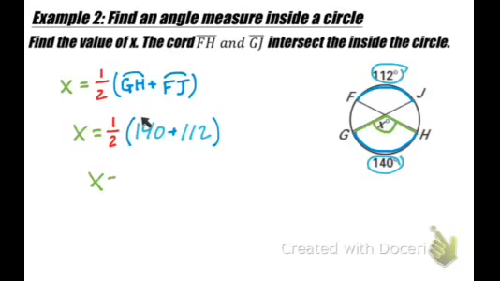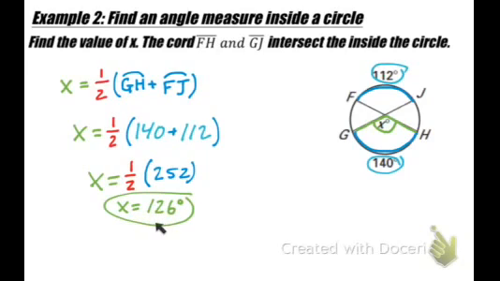So then I simplify further. X equals 1/2 of 252. Divide that by 2. So the angle measurement for x is equal to 126 degrees.